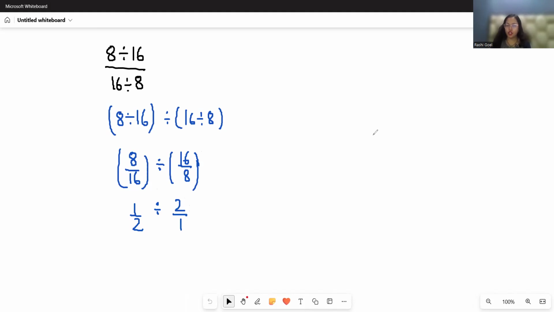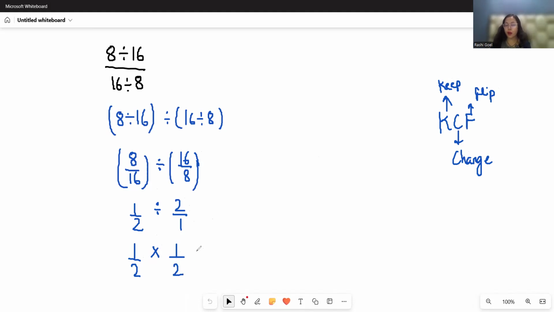So when there is a division sign, you have to follow the KCF rule. Here K stands for keep, C stands for change, and F stands for flip. That means keep the left-hand side, change the symbol from division to multiplication, and flip the right-hand side. So it becomes 1/2 × 1/2. So it becomes 1/4.